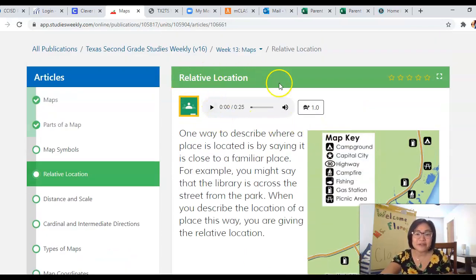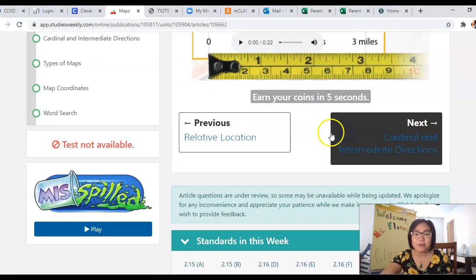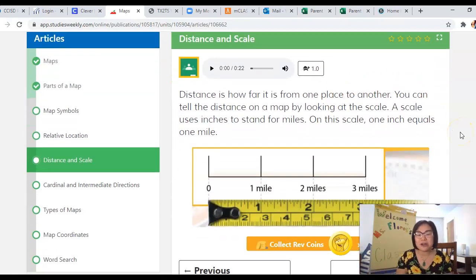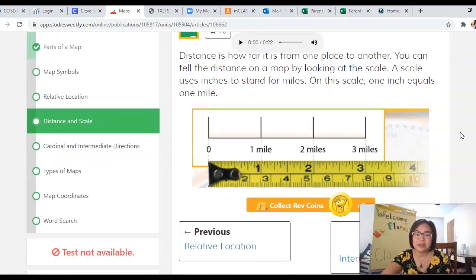So yesterday we left off on relative location. Now we are going to distance and scale. We talked just a little bit about what a scale is yesterday, but we're going to go more into it today. Distance is how far it is from one place to another. You can tell the distance on the map by looking at the scale. Remember, this is the social studies terminology that we're using today. A scale uses inches to stand for miles. On this scale, 1 inch equals 1 mile.